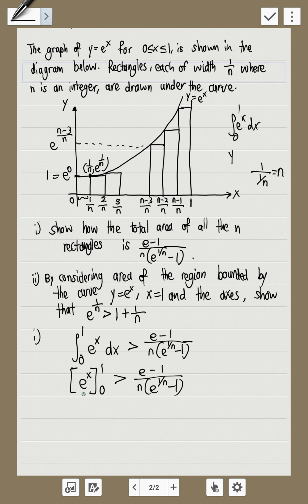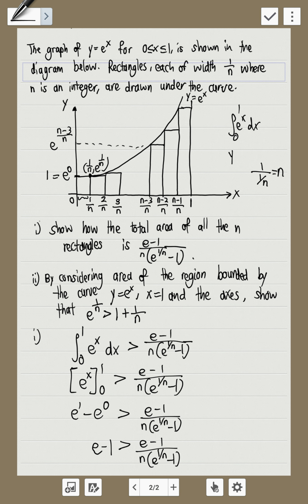So this will give me e substituted with 1 minus e substituted with 0. This minus is by default when we do this kind of integration. This would be greater than (e minus 1)/n times (e^(1/n) minus 1). And e^0 is just 1, so I have e minus 1 greater than (e minus 1)/n times (e^(1/n) minus 1).